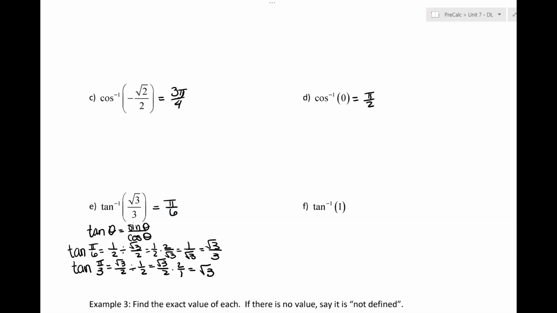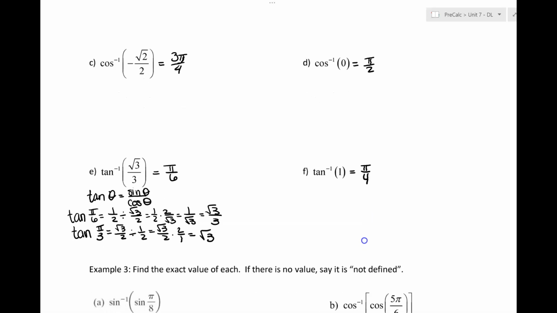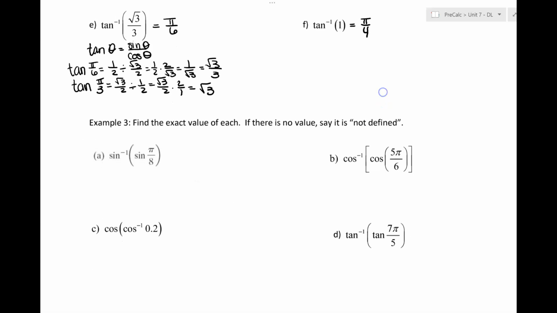And then we just talked about this. Oh, I gave it away. Inverse tangent of 1 is going to be pi over 4, because again, we're in the first quadrant and at pi over 4 the tangent is 1. Okay, so remember the restrictions. Now, if we are composing a function within a function, work from the inside out. Okay, and this is to find the exact value.